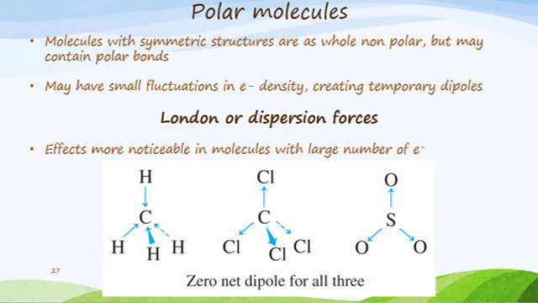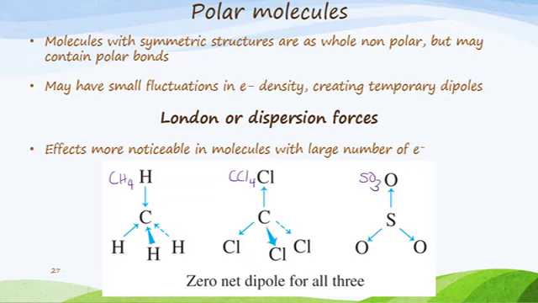Molecules with symmetrical structures can be as a whole non-polar, but they may contain polar bonds. They may have very small fluctuations in their electron densities, creating temporary dipoles, which you know as London or dispersion forces. The effects are more noticeable in molecules with a larger number of electrons. For the three examples given on the slide, we've got methane, carbon tetrachloride, and SO3.